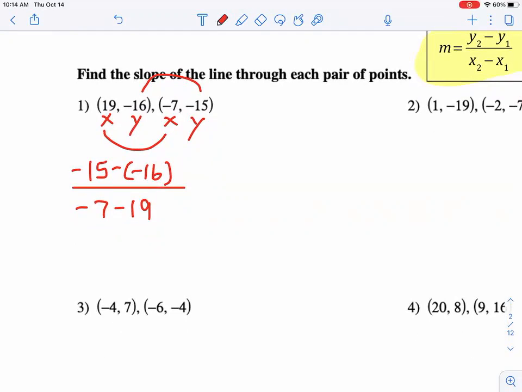So now hopefully if you could do these, that's great. If not, you could use your calculator. -15 minus -16 will be +1 because it's like -15 plus 16. And -7 minus 19 is -26. So our answer is -1 over 26.